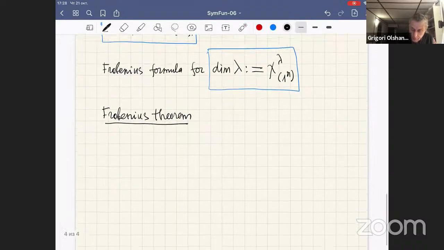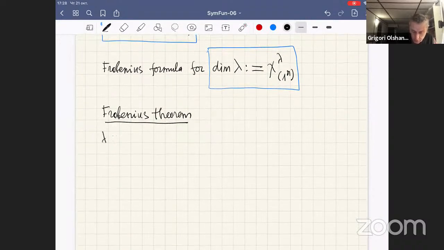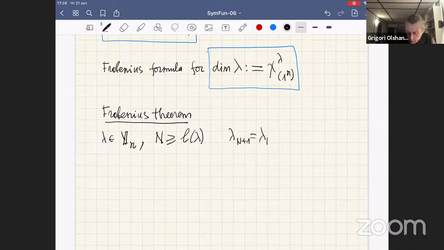It says the following. Let lambda be a Young diagram, and let capital N be greater or equal to the length of lambda. This just means that lambda n plus 1, lambda n plus 2 are equal to 0. Then the following formula holds.